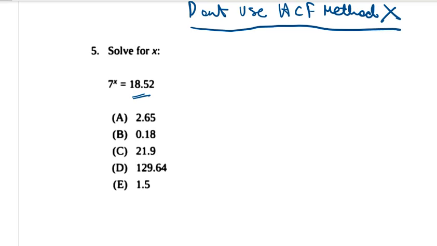How to do this question? Look, it's given 7 to the power x is equal to 18.52.